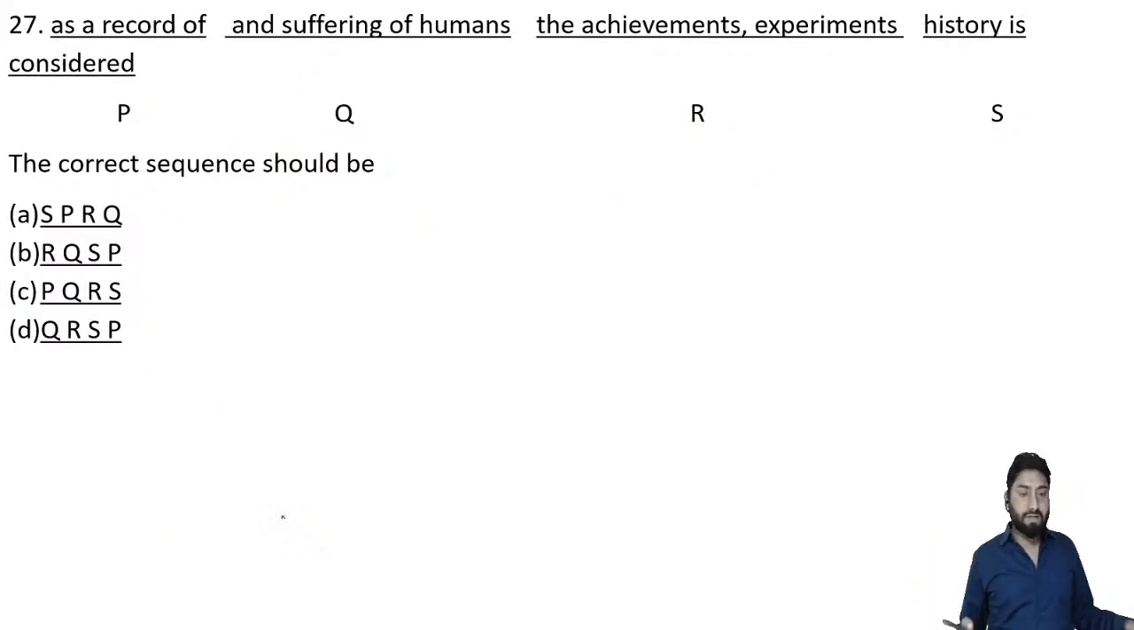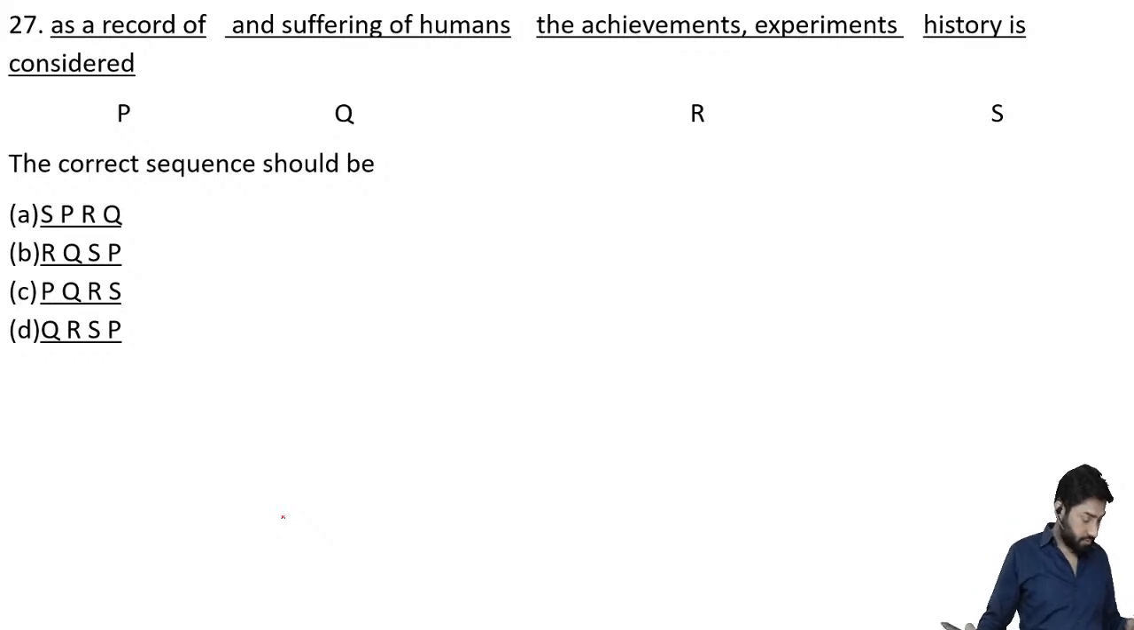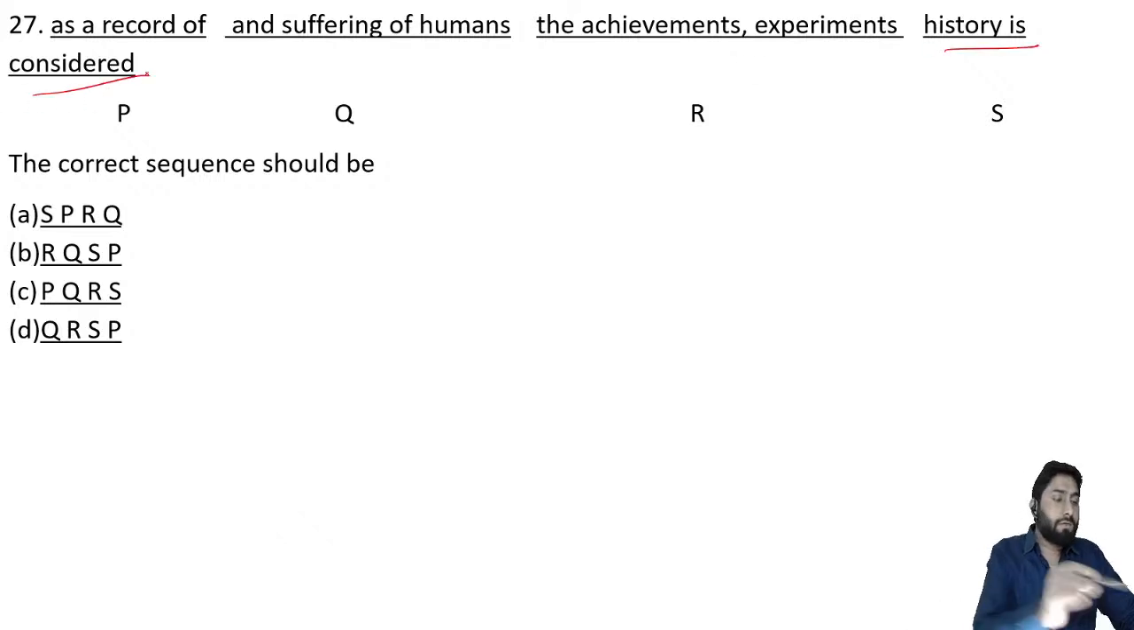27. As a record of, and suffering the humans, the achievements, experiments, history is considered. I think it's typed correctly. 27. Yes, as a record of. Okay, it's typed correctly. See, today we'll look at it. As a record of, that cannot be the starting. And suffering of the humans, the achievements, experiments, history is considered. This could be the beginning, right? S. The history is considered the achievements, experiments, and sufferings of human. Wait, let's see with S. S goes well with which one?